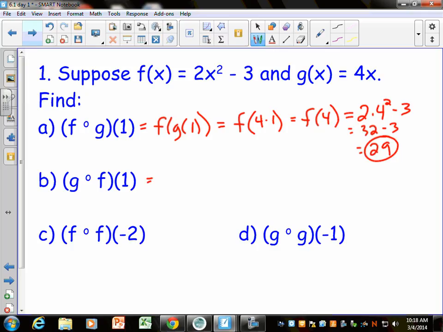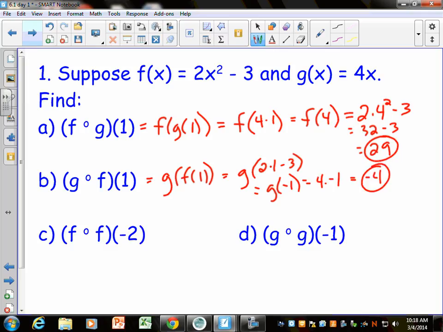So now on this one, f is the inside function. So now if you do f of 1, 2 times 1 minus 3 would be negative 1. And now g of negative 1 would be 4 times negative 1, which means the answer is negative 4. So it matters which function is written first, g or f.